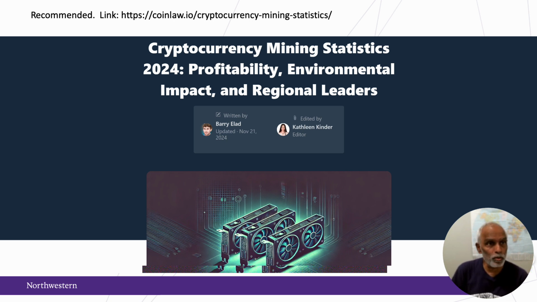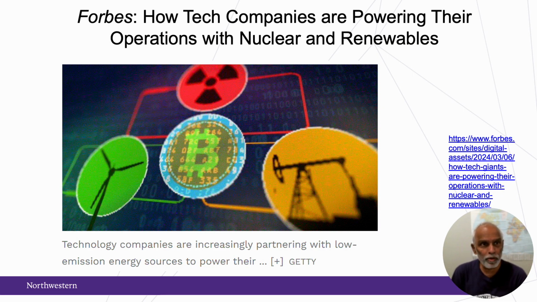I would encourage you to read this: the cryptocurrency mining statistics for 2024, profitability, environmental impact, and regional leaders. Also read the Forbes article on how tech companies are powering their operations with nuclear and renewables. Again, we don't have enough energy to run the internet as well as AI development work, especially the large language models: OpenAI, xAI, Google's Gemini, and so on. So people have started using the nuclear option in generating energy, and more and more renewables are also brought into the mix. If you are watching the stock market, you can see that the stocks for nuclear energy companies have been going up recently, and also for renewables.